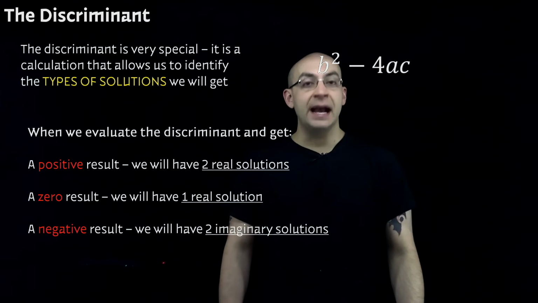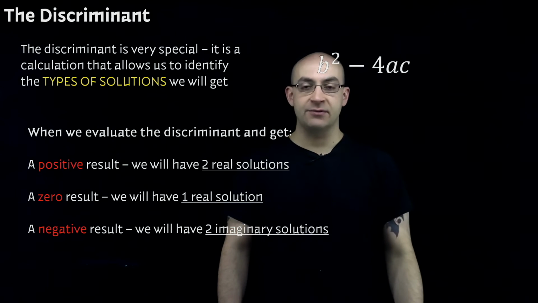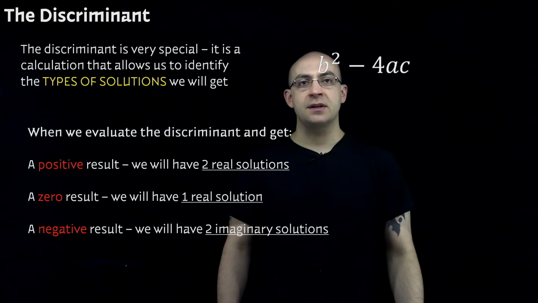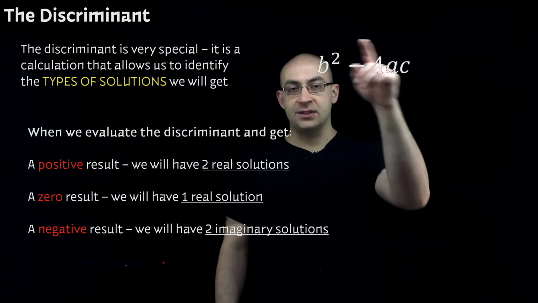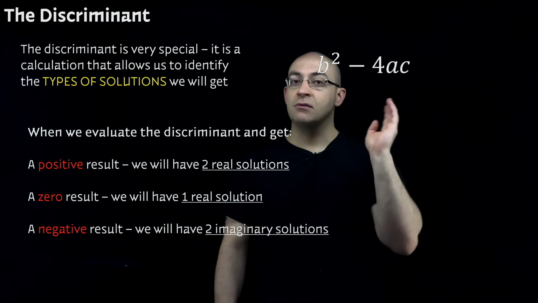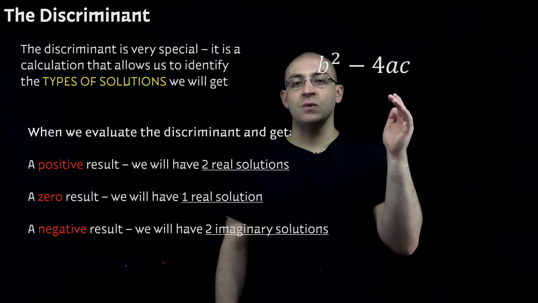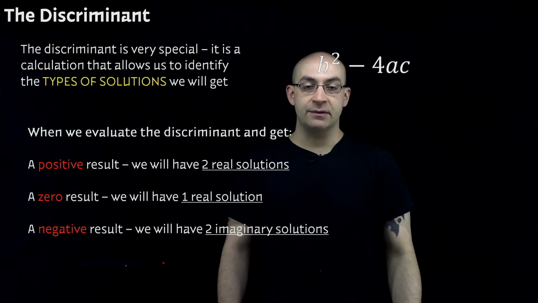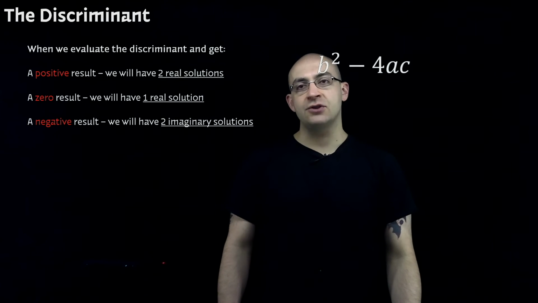Now, a negative result, once we evaluate the discriminant, will give us two imaginary solutions. And that makes sense, because if I evaluated this discriminant and I got a negative, remember that the square root's still there. So we cannot take the square root of a negative result, which means that we're going to have imaginary solutions, which means i is going to be present. So let's go ahead and try a few examples.